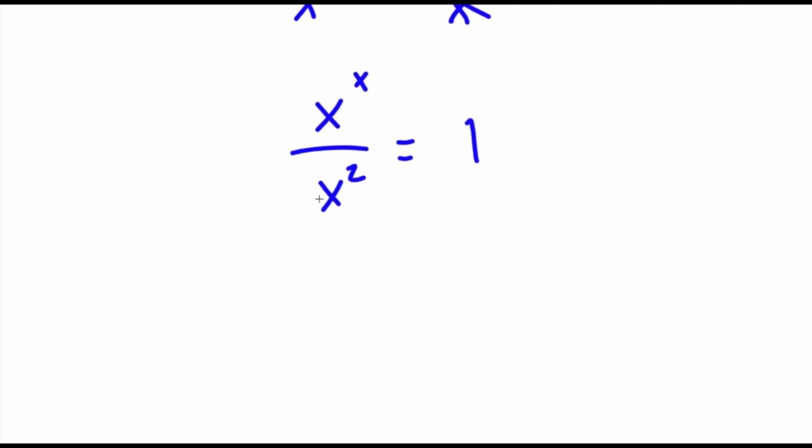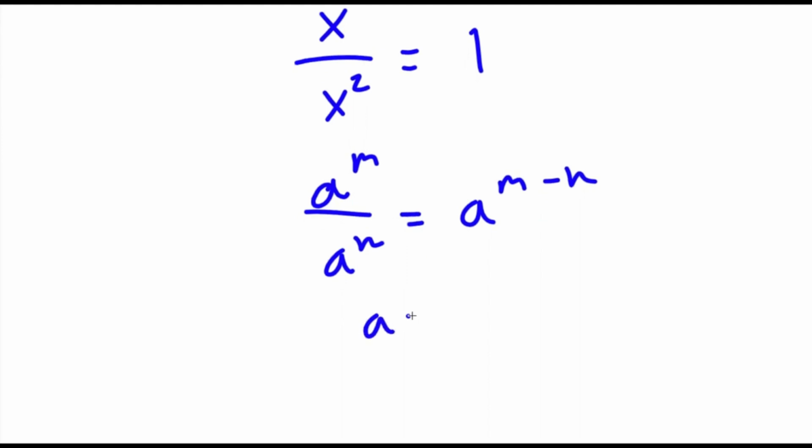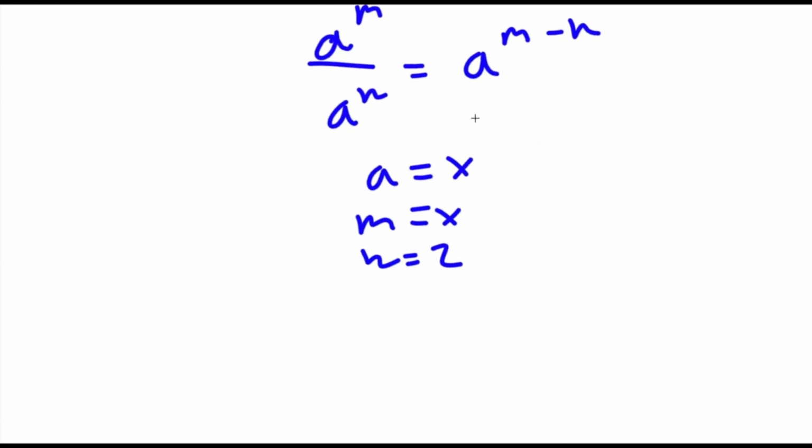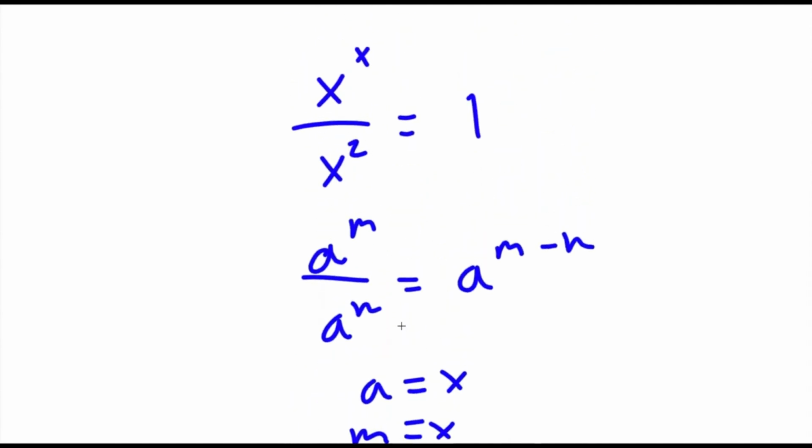Now, if I have something in the form a to the power of m over a to the power of n, this is equal to a to the power of m minus n. So in this case, a is equal to x, m is equal to x, and n is equal to 2. So I'm going to put this in the form a to the power of m minus n, which in this case a is x, so I have x to the power of m minus n. So x minus 2, and this is equal to 1.